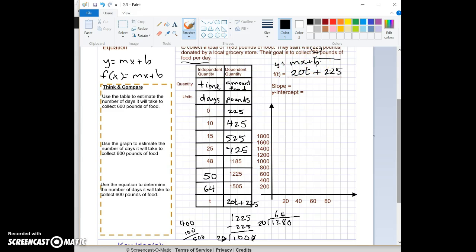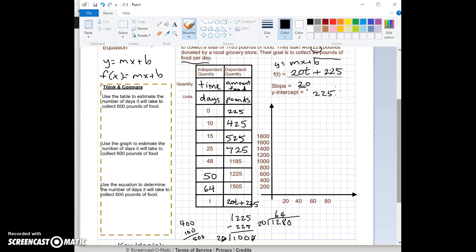So tell me, what is the slope of this line? It's 20, right? Or 20 over 1. And what is our y-intercept? That's right, our y-intercept is 225. All right, so now we're ready to do some graphing.